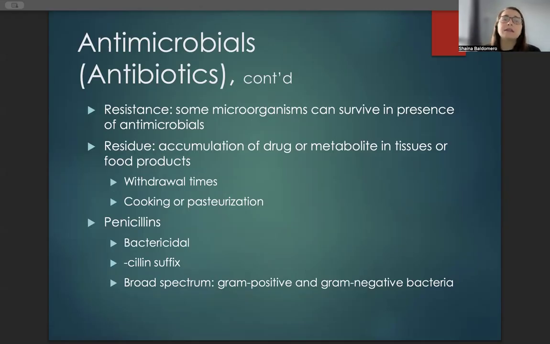Now, before we look at the different types of antibiotics and their classes, I want to touch on this point here about antibiotic resistance. Antibiotic resistance can happen to any animal, to any person, and it's usually due to overuse of antibiotics or stopping the use of antibiotics before the treatment is completed. Resistance means that some of those microorganisms can survive in the presence of antimicrobials or antibiotics, which is counterproductive. We want the antibiotics to kill and eradicate those microorganisms.